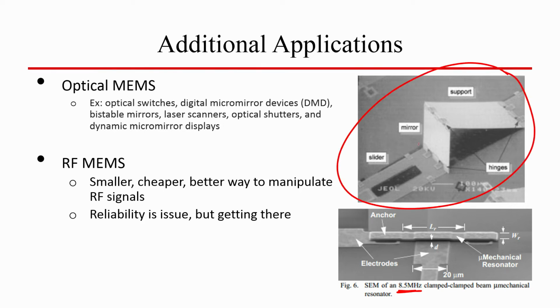This is an example of the mirror. You can see that there is a slider, there is a mirror, there is a support, and there are hinges. It is a micro mirror, that is the SEM of a micrometer device, and this is the SEM of your resonator.